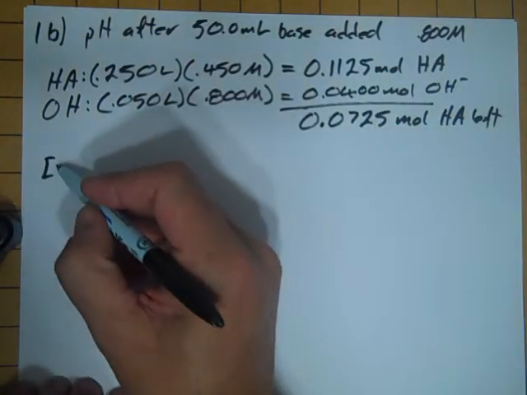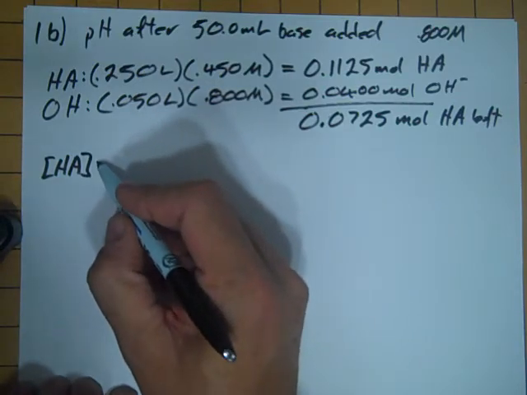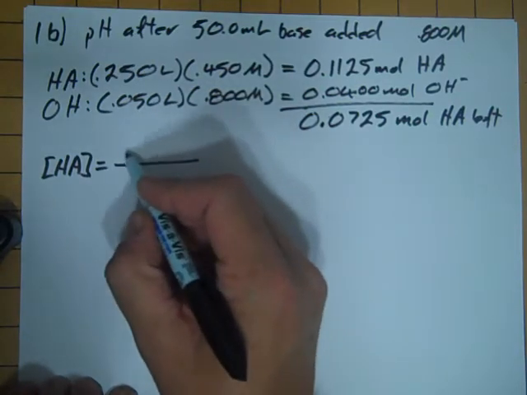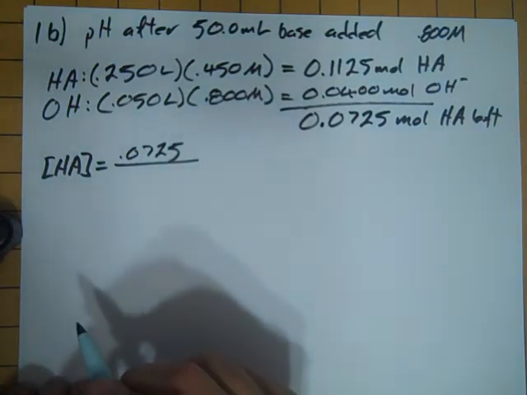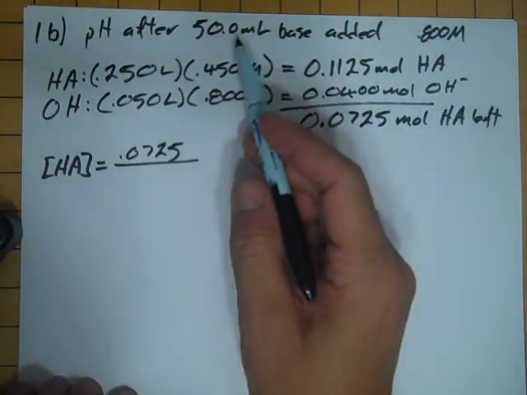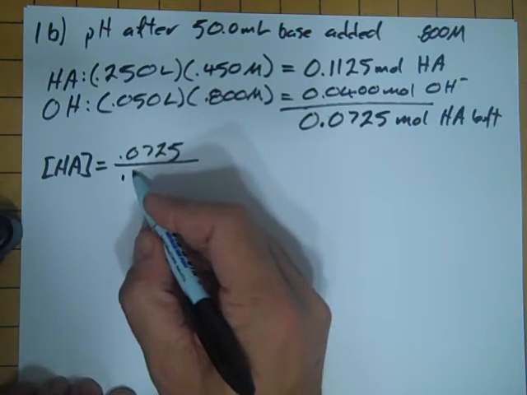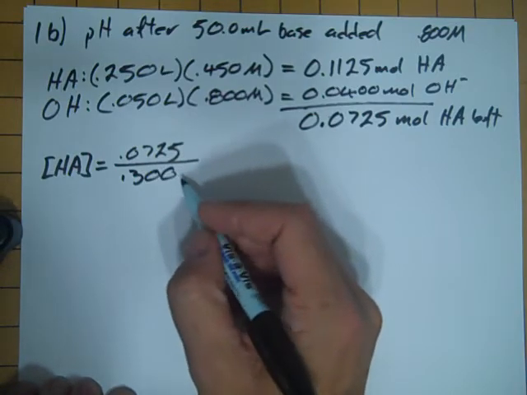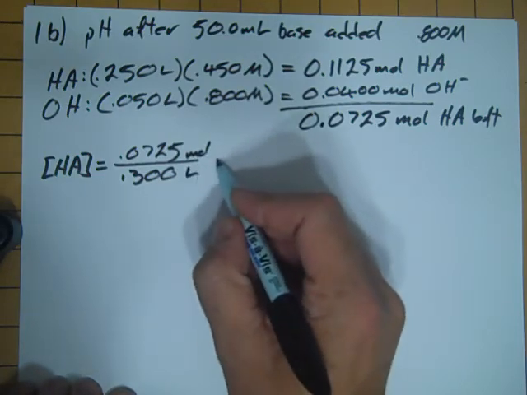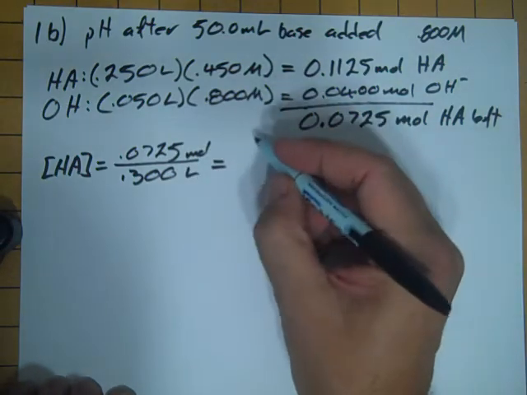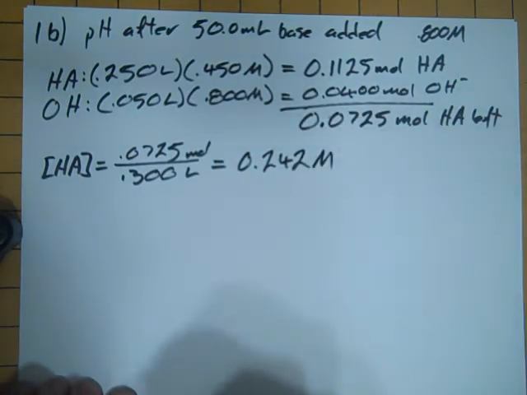So my concentration of the acetic acid is now the moles, 0.0725, divided by the volume. Well, what's my volume? I started with 250 milliliters, I added 50 milliliters, so I have a new total volume of 300 milliliters, or 0.30 liters. So moles per liter, that's molarity. My molarity of acid is 0.242 molar.